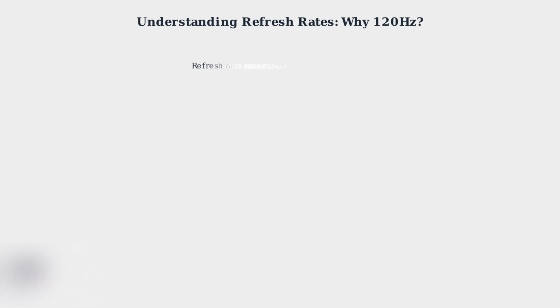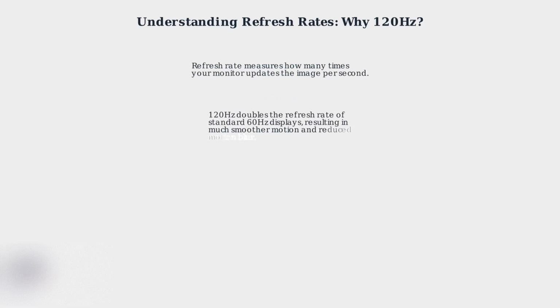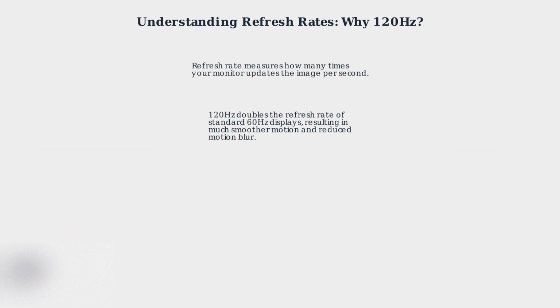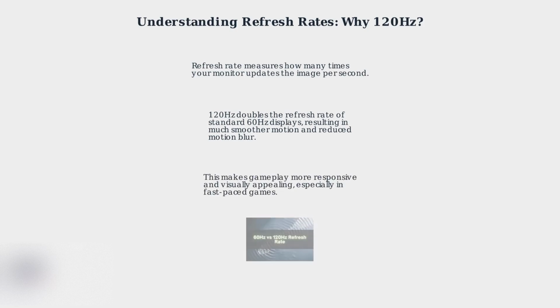Refresh rate measures how many times your monitor updates the image per second. 120 Hz doubles the refresh rate of standard 60 Hz displays, resulting in much smoother motion and reduced motion blur. This makes gameplay more responsive and visually appealing, especially in fast-paced games. This is a great feature, but requires a compatible source.